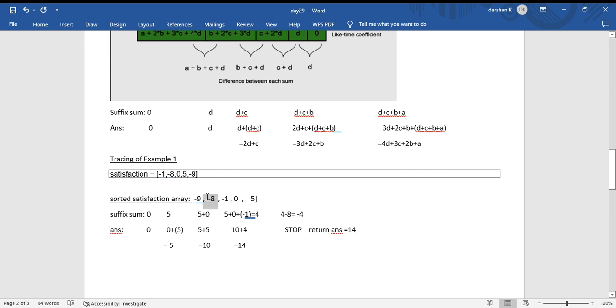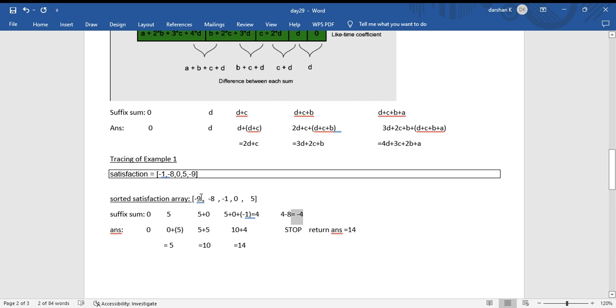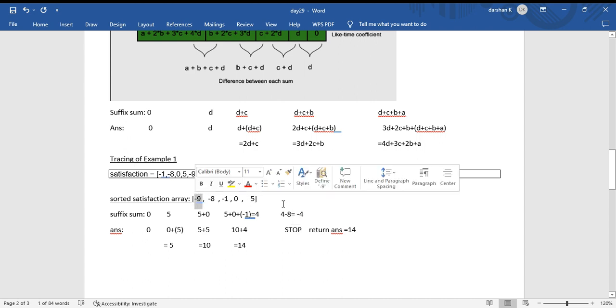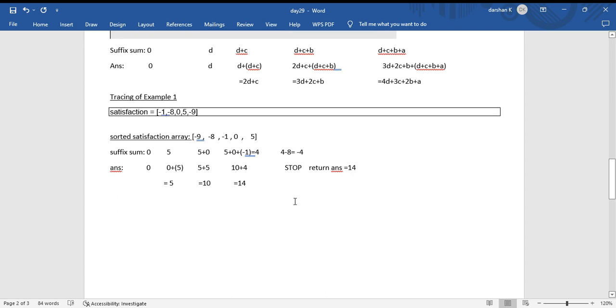Because from minus side itself, the suffix sum is coming as negative, right? Minus 4. If you take minus 9, it will come even bigger negative value. So ultimately, it is going to reduce my answer. So I have to stop there. Okay, that is the approach here.